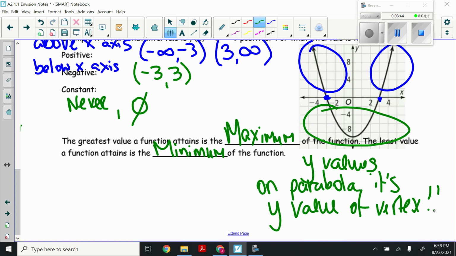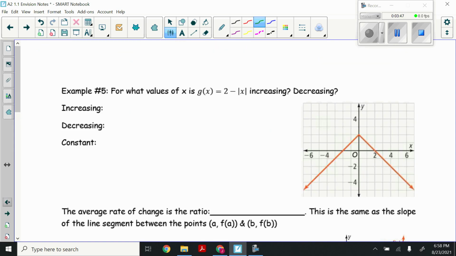All right, so last page of notes. Example number 5. Again, we're reading the graph from left to right, just like we read a book. For what values of x is g of x equals 2 minus the absolute value of x increasing, decreasing? Now this is different than positive, negative. Increasing means where it is rising from left to right, going up from left to right. Decreasing means where it is going down from left to right. Constant means where it is constant, horizontal.